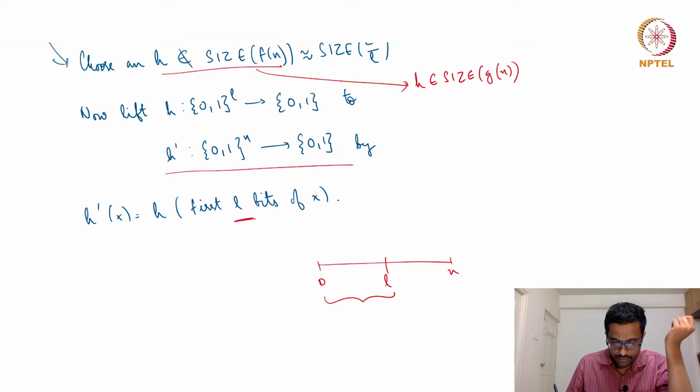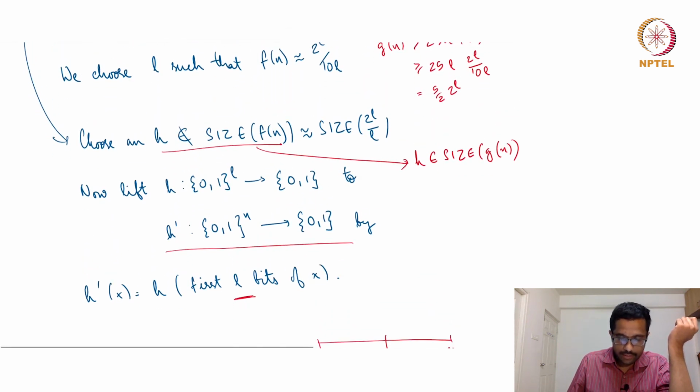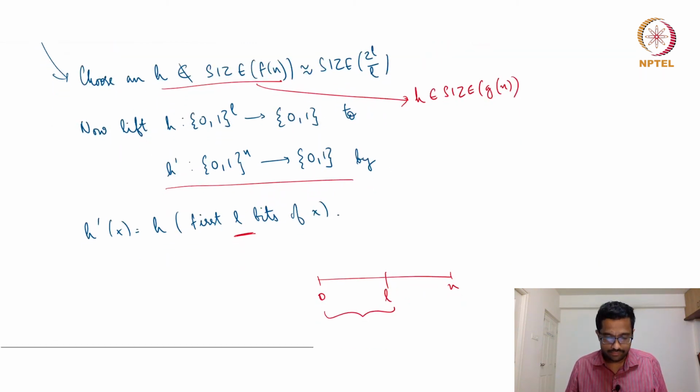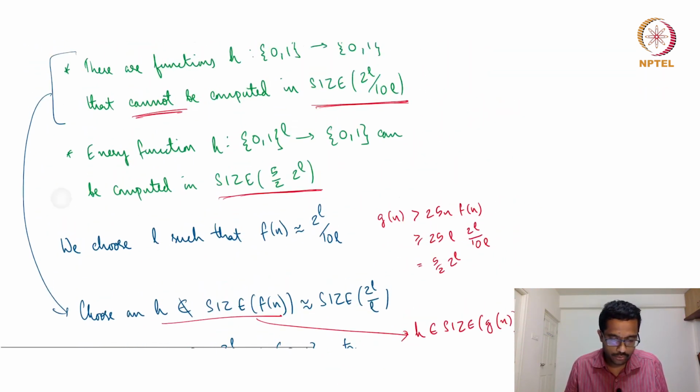So now what happens is that we don't have a circuit of size Fn for H prime, but we have a circuit of size Gn. So that's all that we wanted to show.